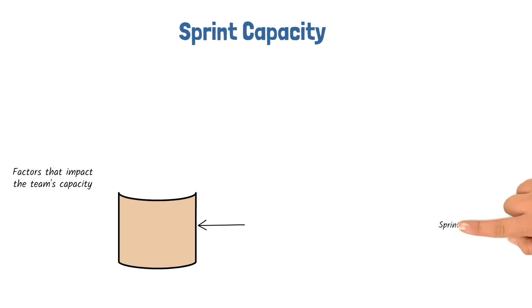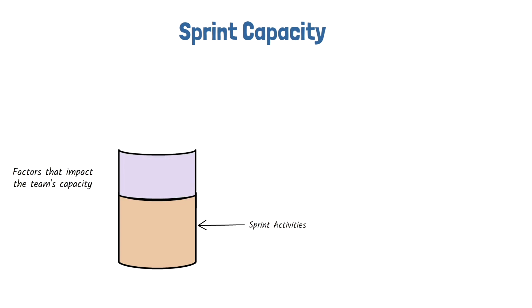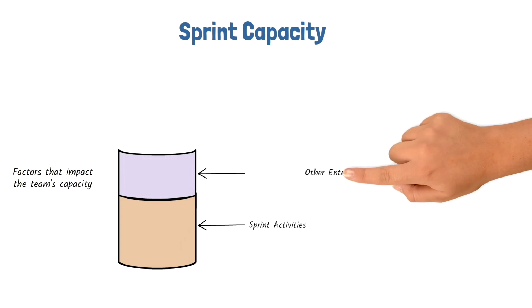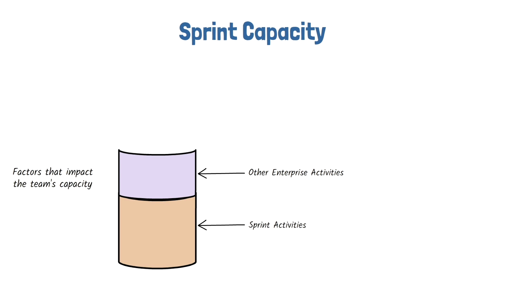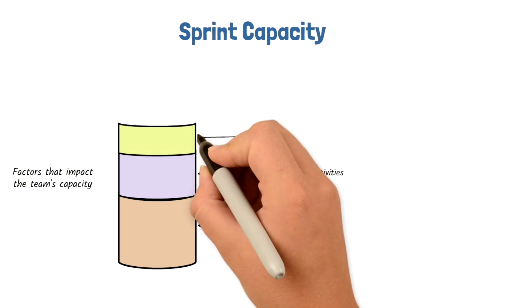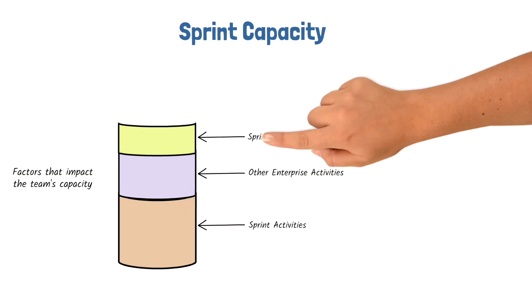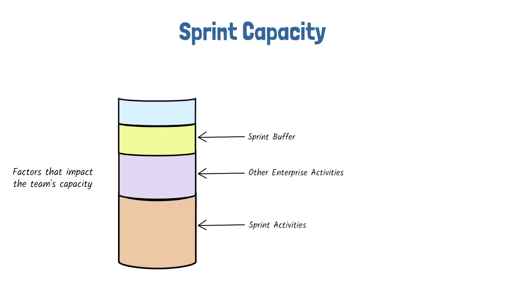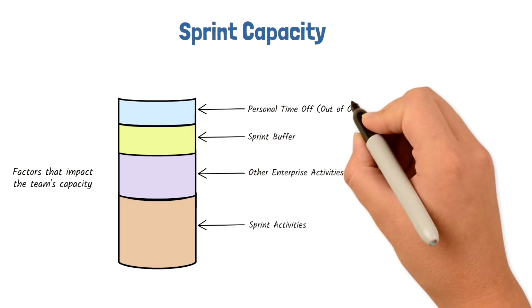There are the sprint activities like sprint planning, sprint review, sprint retrospective, and backlog refinements. Usually, there are other enterprise activities outside of the sprint. They will still require your team's time. We should reserve some buffer time against things not going quite as planned. Plus, consider the personal time off for each Scrum team member. These are the biggest activities that occur during the active sprint.